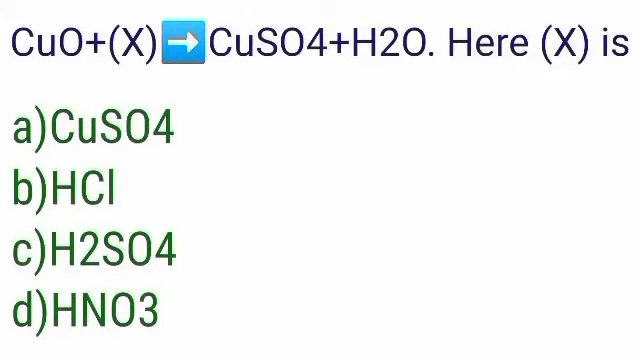Next, third one. CuO plus X gives rise to CuSO4 plus H2O. Here X is. So the options are A CuSO4, B HCl, C H2SO4, D HNO3. The correct answer is C H2SO4, that is sulfuric acid. So copper oxide and sulfuric acid react together to form copper sulfate and water.